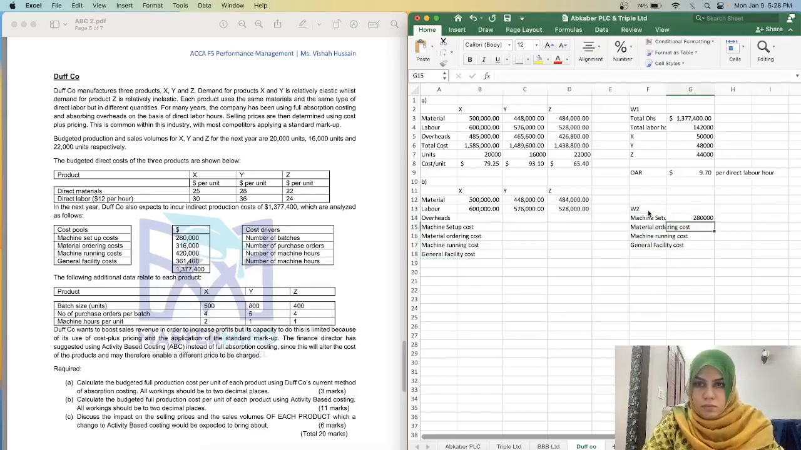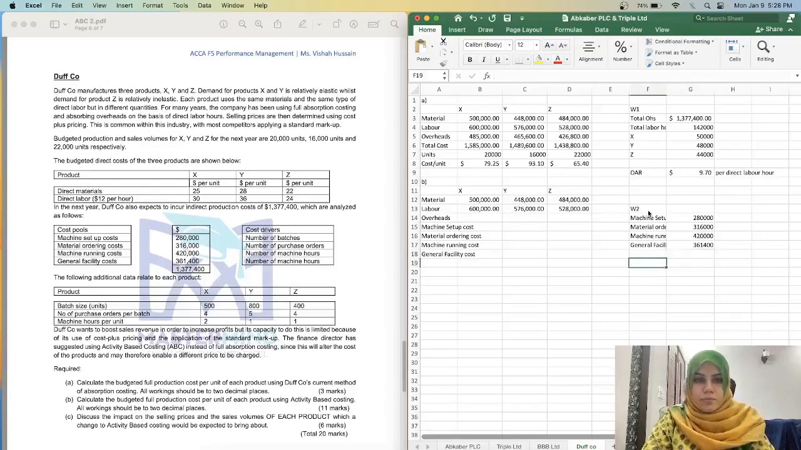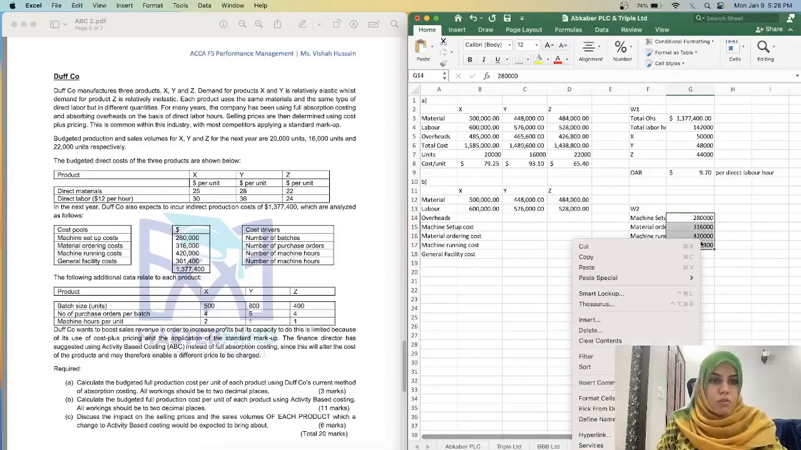280,000, 316,000, 420,000, and 361,400. Once you have that, you need to compute the cost drivers as well, right? Cost drivers for some of them are already given. No need to compute that. But for some of them, you still need to do some working.